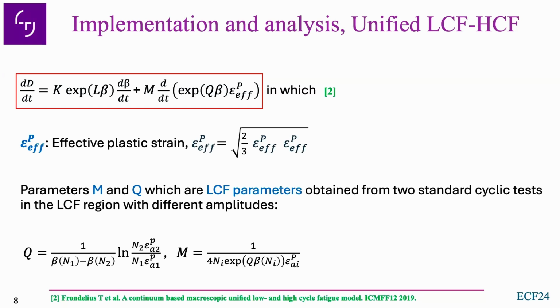To obtain M and Q, which are low cycle fatigue parameters, we need at least 2 standard cyclic tests in the low cycle fatigue regime, and we can obtain these parameters based on this equation. As you can see in this equation, we need epsilon A, P, and N, which can be obtained based on experimental tests.